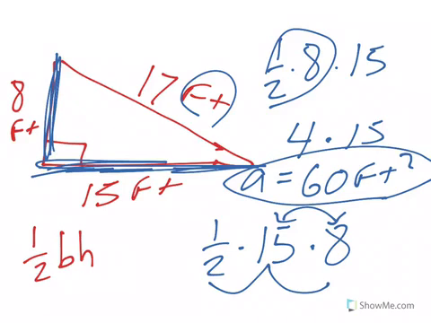So again, we can multiply any of these numbers. We could have multiplied 8 times 15, and we would have got 120, and then 120 times 1/2 would be 60. So it doesn't really matter which order you do it, just as long as you multiply all three. Now what does matter is that you get the correct base and height. So let's look at another example.